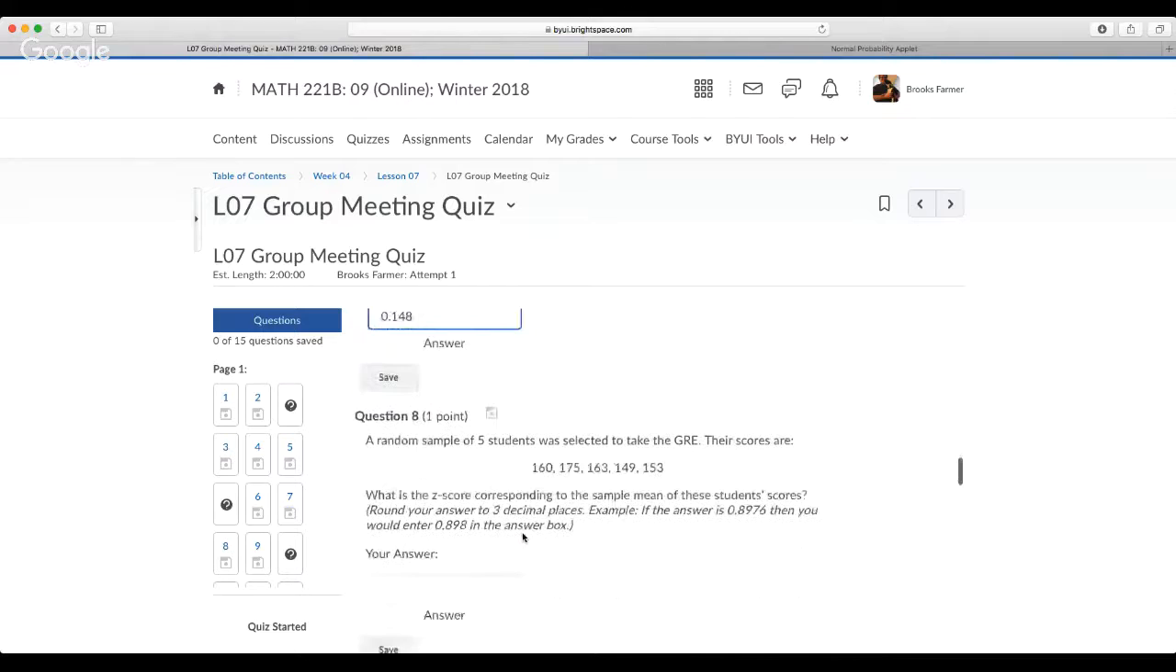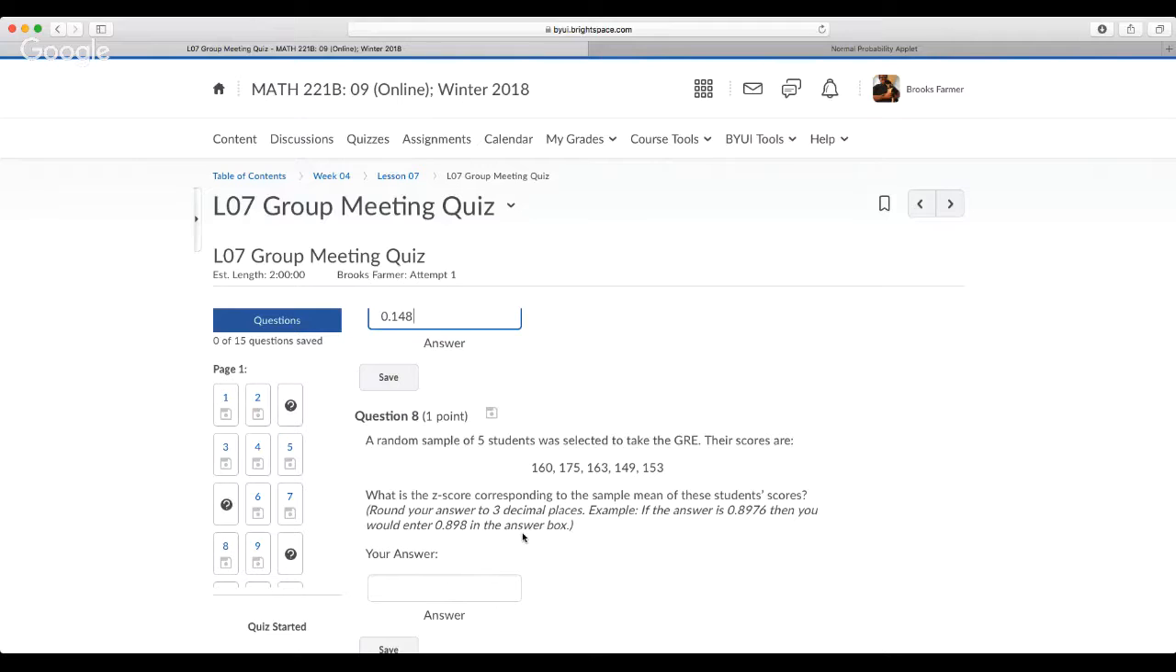Ready for 8 then? Yep. A random sample of 5 students was selected to take the GRE. Their scores are 160, 175, 163, 149, 153. What is the z-score corresponding to the sample mean of these students' scores? So what it looks like is first we got to find the mean. Yeah. This is kind of a throwback question. Let's do that real quick.